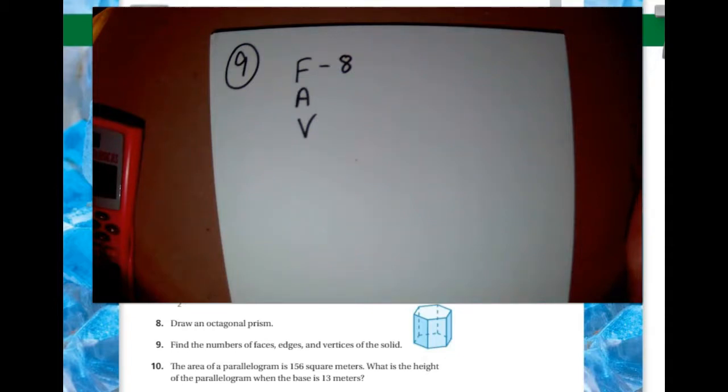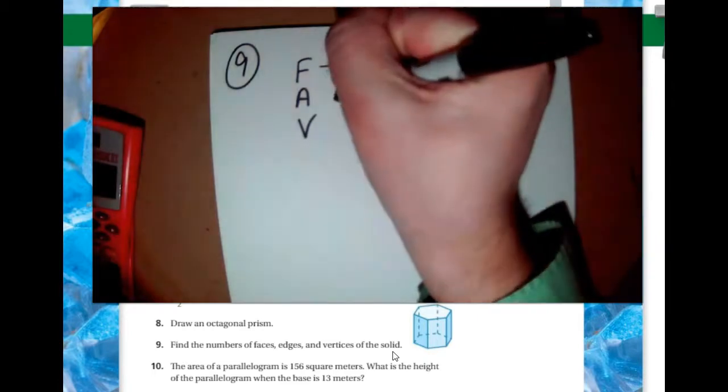I also need to find the edges. Now, it may help you to redraw this or trace over the edges. I'm going to try to explain this, and maybe I can use my mouse here to help you out. So I have an edge here. 1, 2, 3, 4, 5, 6. There are 6 edges in that hexagon. On the bottom, there's 6 more. That's 12 edges so far. And then I can't forget about my lateral faces, right? Because there's edges there. So there's 1, 2, 3, 4, 5, 6. So I have 6 on the top base, 6 on the bottom base, and 6 in my lateral faces. 6 plus 6 plus 6 is 18.